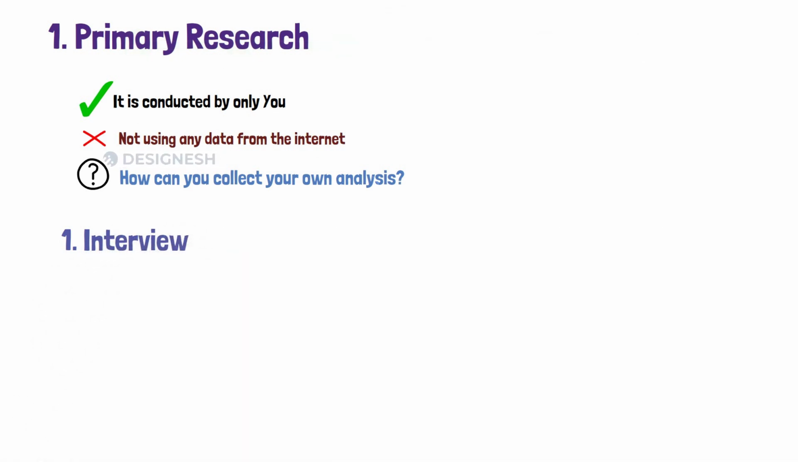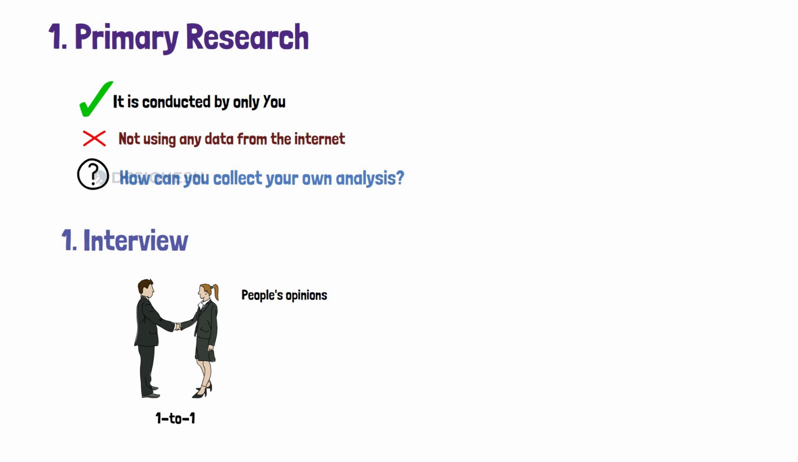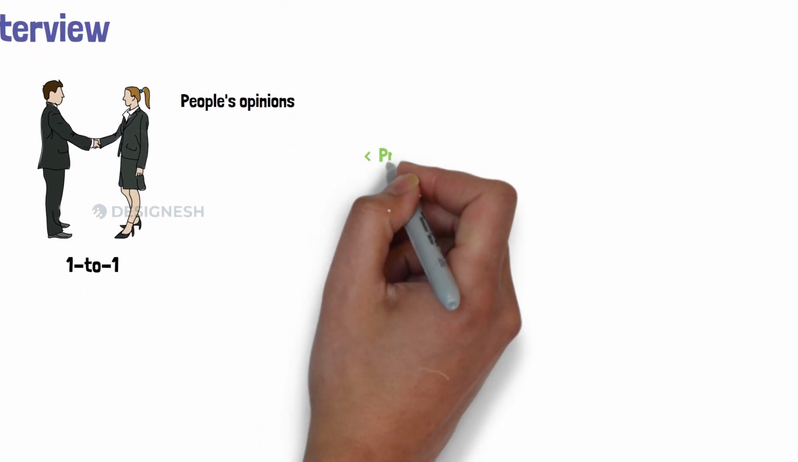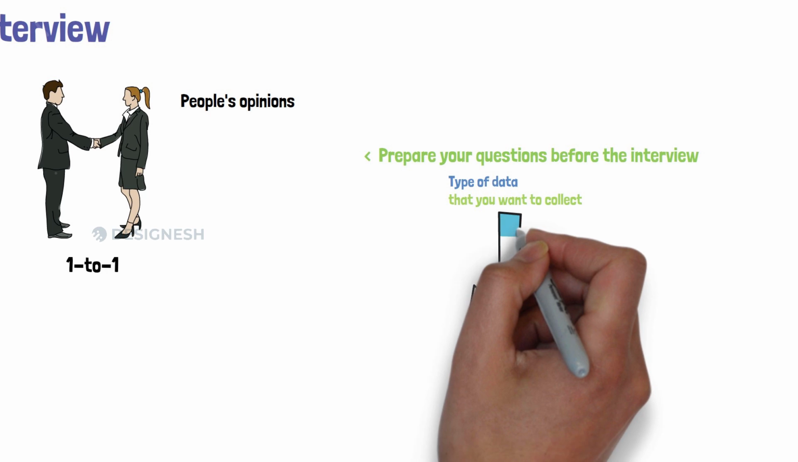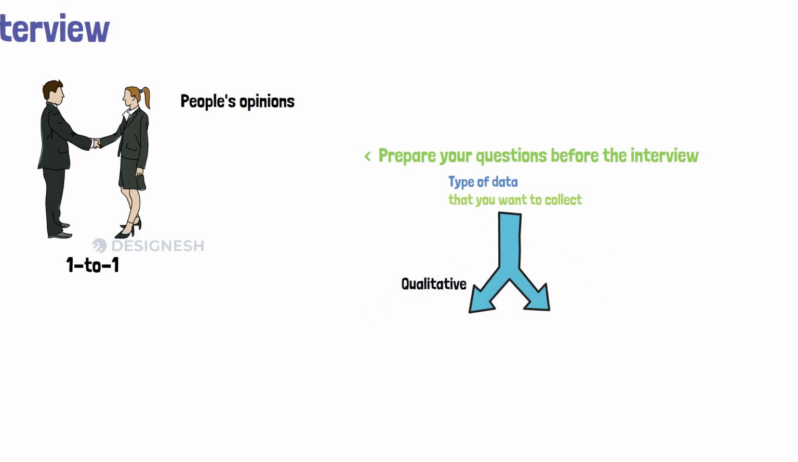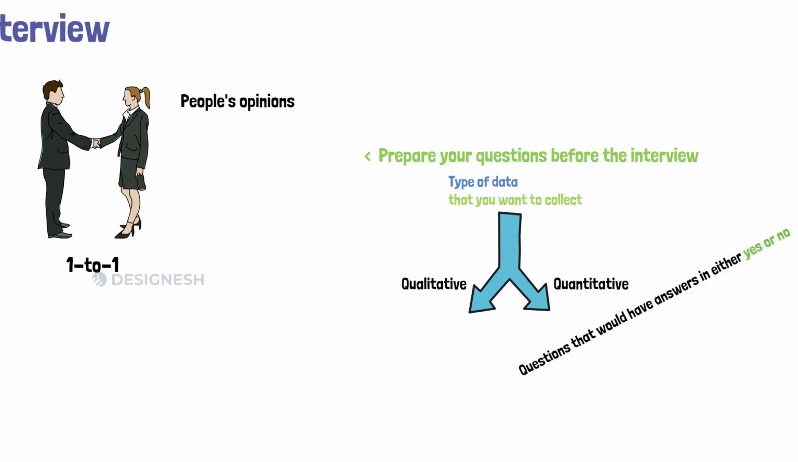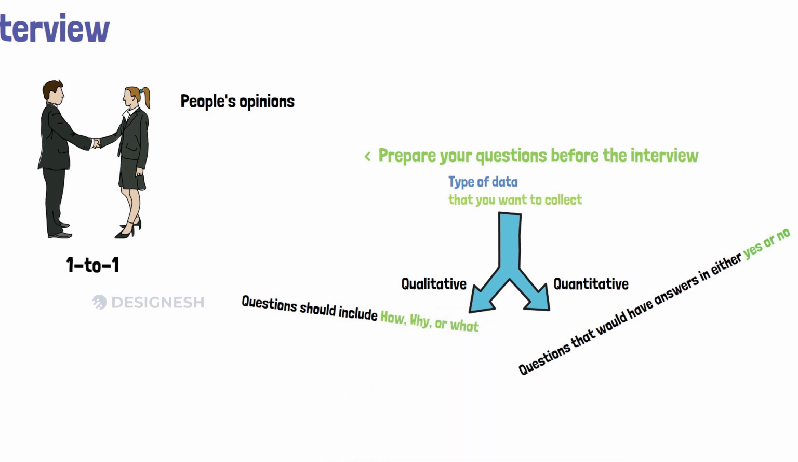Number one, interview. You conduct interviews one-to-one with people or with groups. The purpose of the interview is to collect the opinions of the people for whom you build a product. This is not a very easy job where you just ask and get effective results. To get the most from your interview, it is highly recommended to prepare your questions before the interview. Depending upon the type of product and result that you are looking for, you will get either qualitative data or quantitative or both in some cases. When you just want quantitative data, your interview would include questions that have answers in either yes or no. But if you require qualitative data, your questions should include how, why, or what.